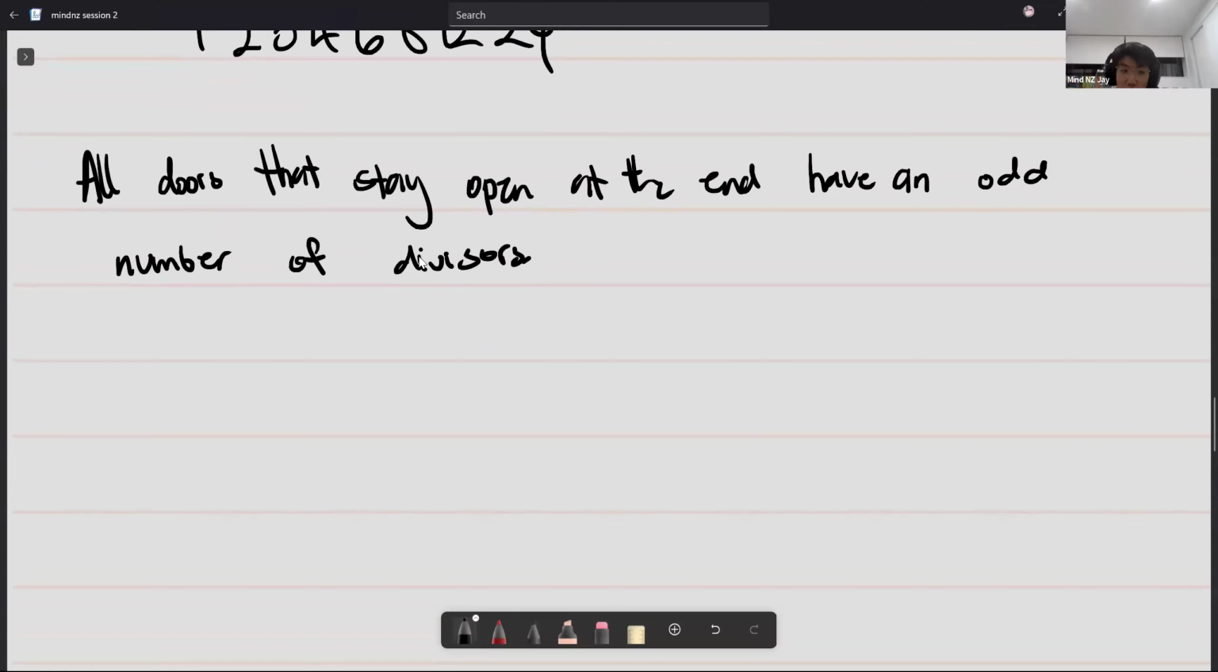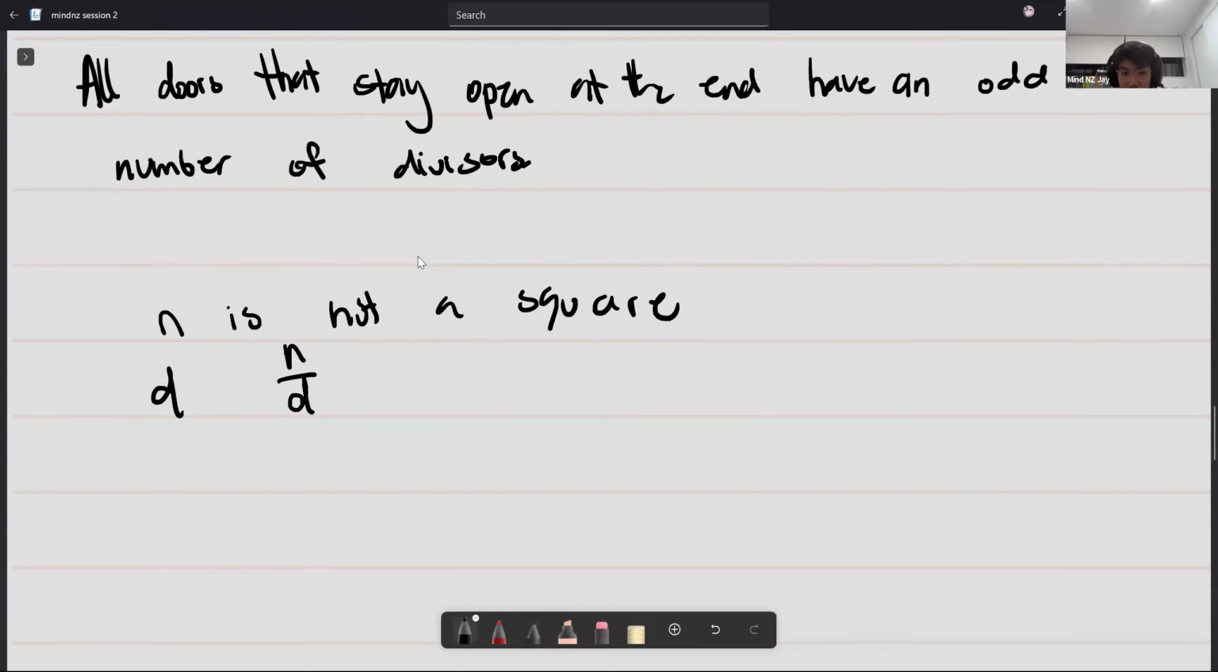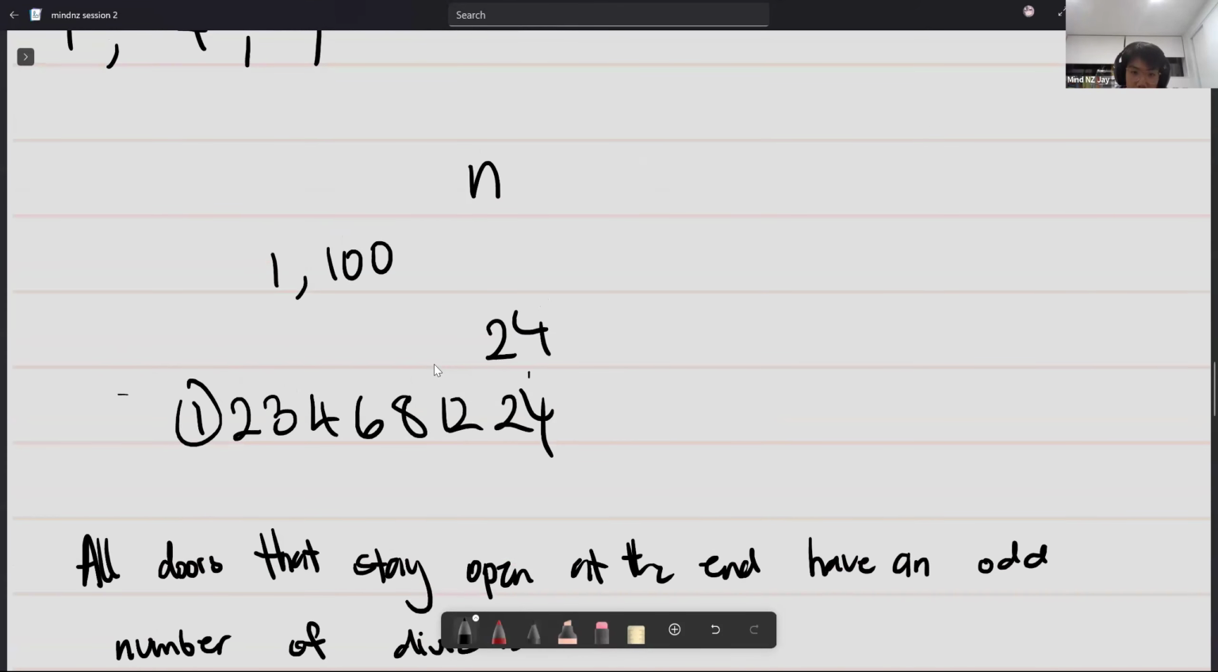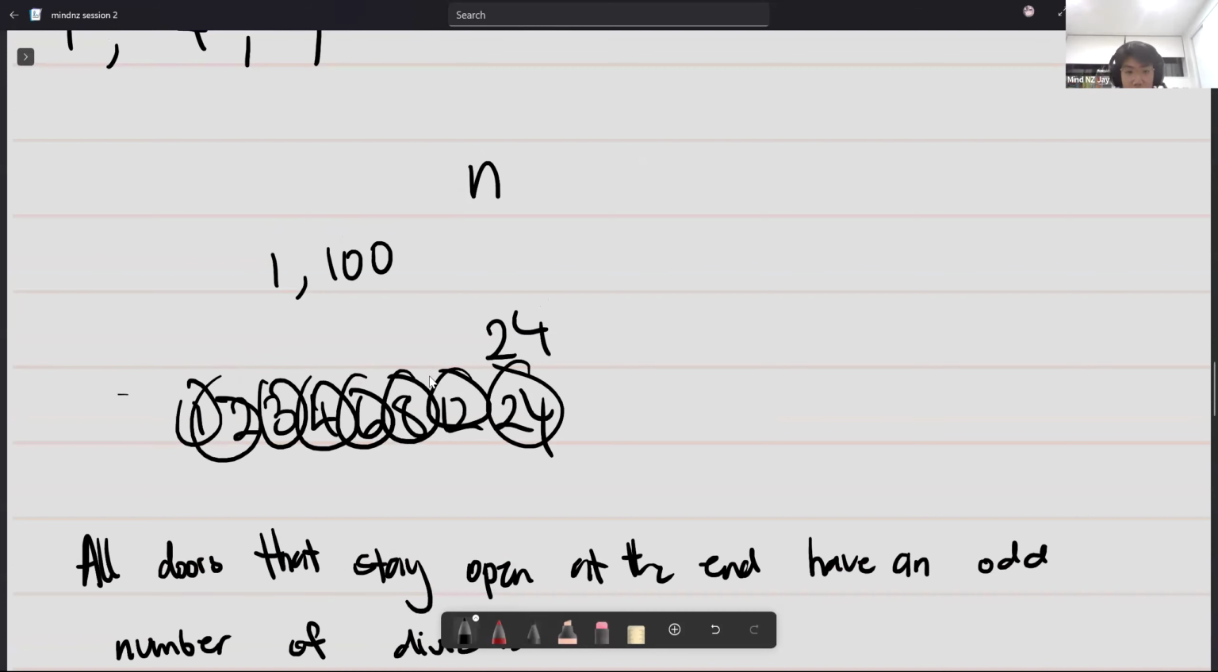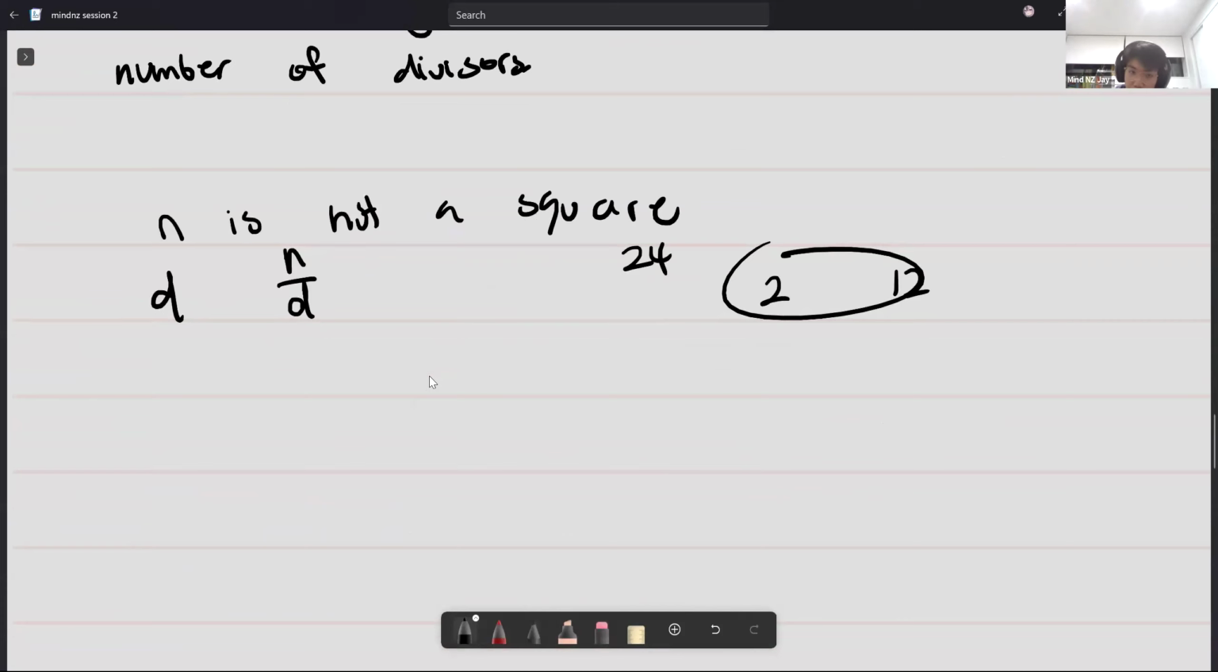For a number that is not a square, we're going to show that it has an even number of divisors. So if n is not a square, then for each of its divisors d, we can pair it up with the divisor n over d. For the case of 24, if you had 2 and 12, you can pair these up. So for 24, we can pair up 1 and 24, 2 and 12, 3 and 8, 4 and 6. So it gives us an even number of divisors.